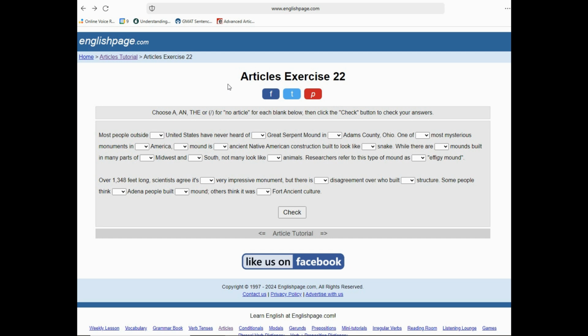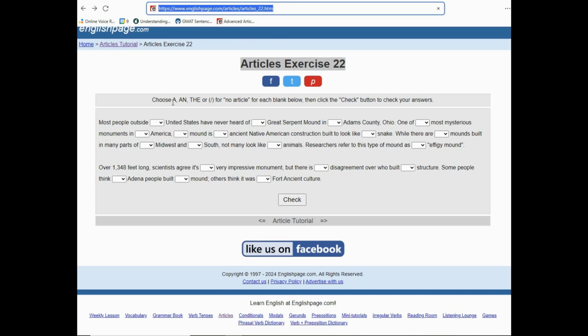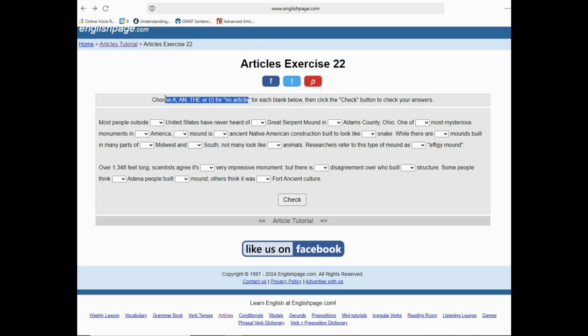So let's put into practice what we've just learnt. Let's try Articles Exercise 22, and this is from the EnglishPage.com Articles website. Choose a, an, the, or no article for each blank below, and then click the check button to check your answers. And these are based on all of the rules that we have just examined, all 25. So let's have a look.